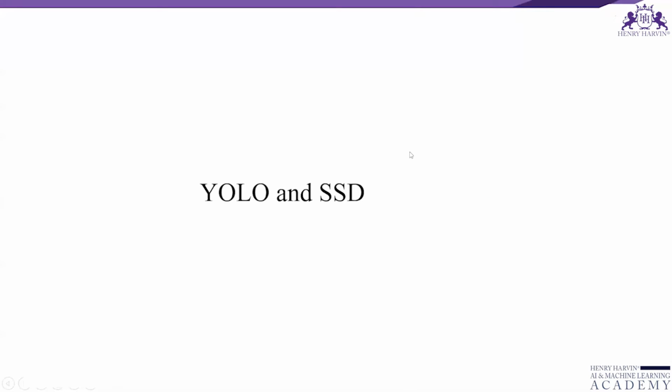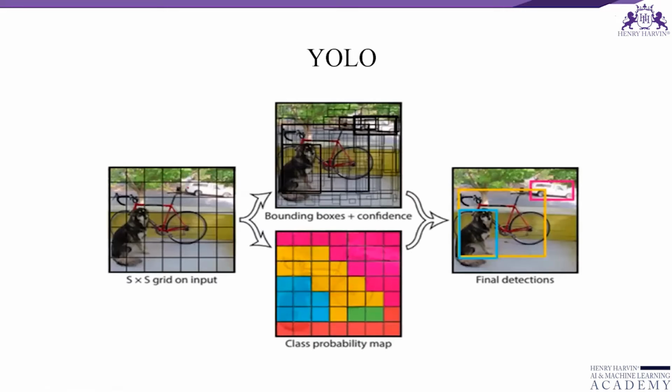Hello everyone. In this video, let us discuss how to detect multiple objects. So till now we have seen how to detect an object, how to detect a single object. Now we are going to look into how to detect multiple objects. So there are multiple approaches. First, let us discuss YOLO. YOLO means You Only Look Once.